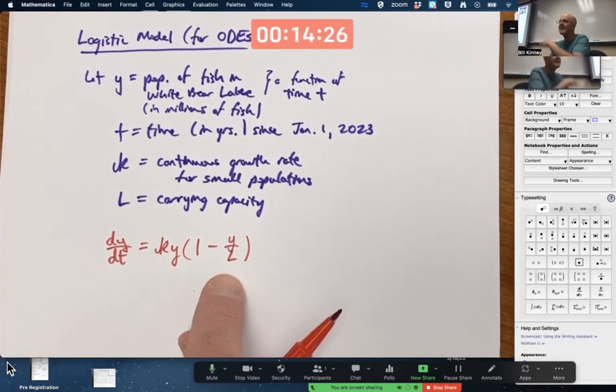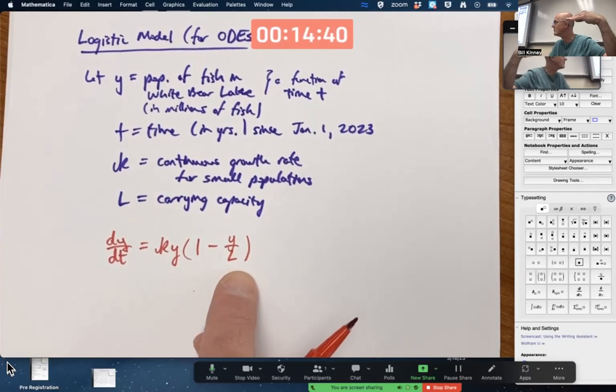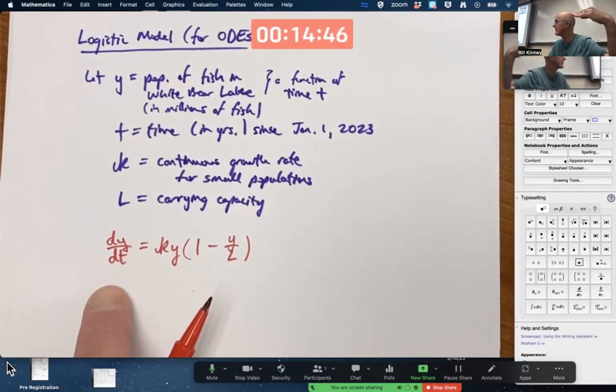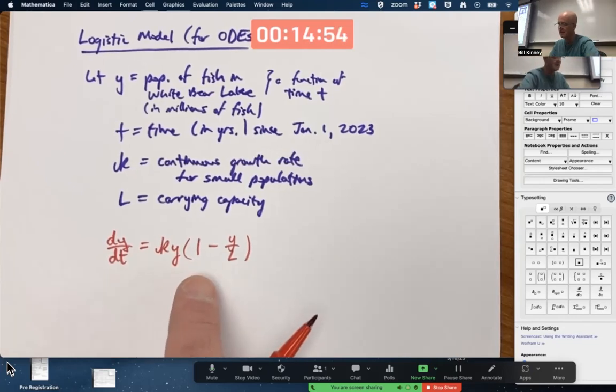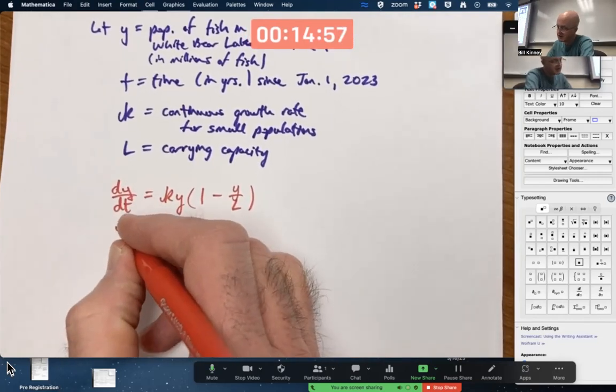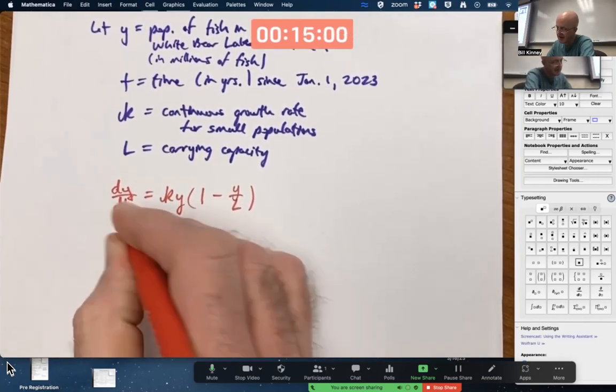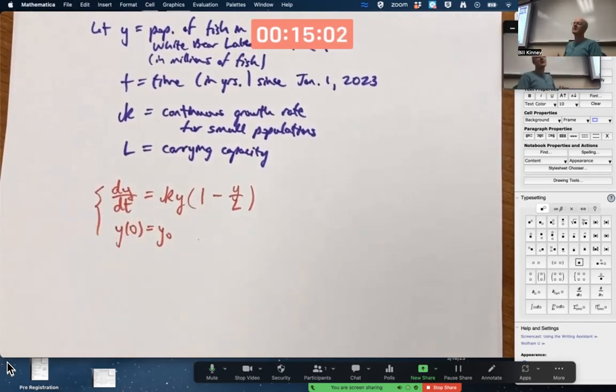implying that the horizontal line y equals L would be an equilibrium solution. The constant function where y is always equal to L for all time would make this quantity 0, no matter what t is. And constant functions have derivatives that are always equal to 0, so dy/dt would also always be equal to 0. But obviously, there must be other solutions as well. Let's add in a generic initial condition, y of 0 equals y sub 0, and we're off. Let's try to solve it. Oh, it doesn't look so easy, does it?